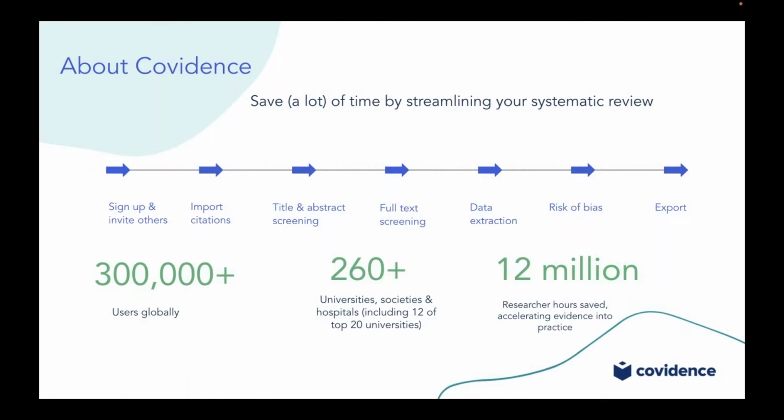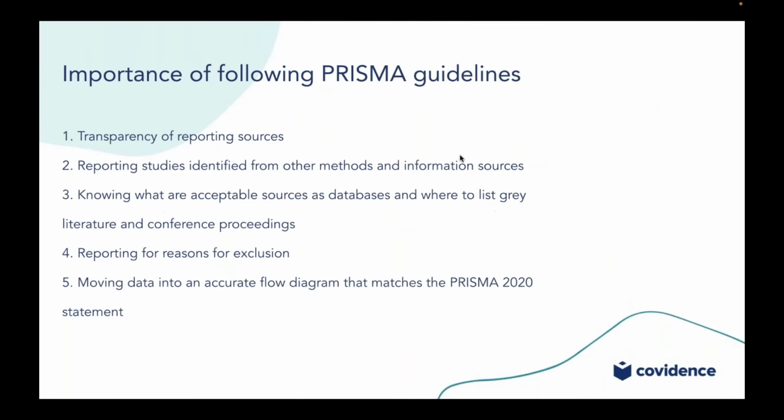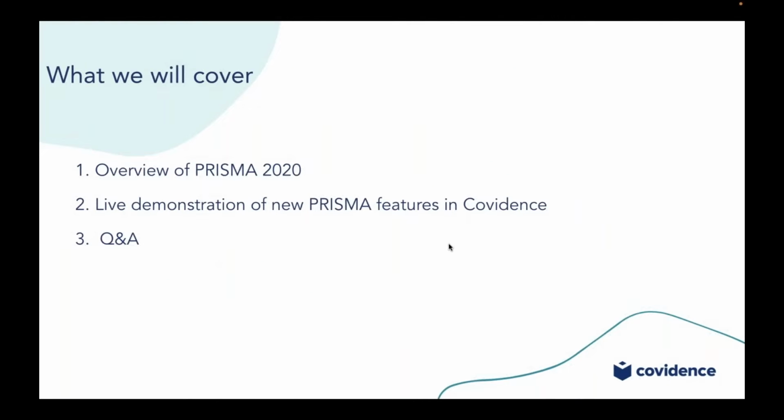So we're a full-time team based around the world, continuously working on improving the product and providing technical support to our global user community. We're an entirely cloud-based platform, and we support the world's largest review community with almost 300,000 users around the globe. So today's session is an overview of the PRISMA 2020 guideline and a live demonstration of the new PRISMA features in Covidence.